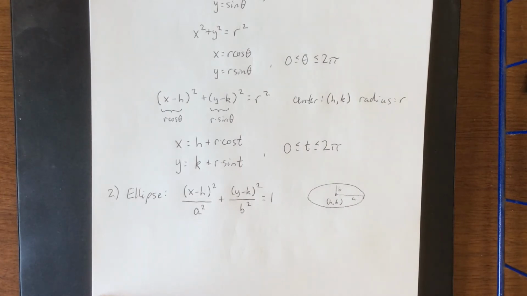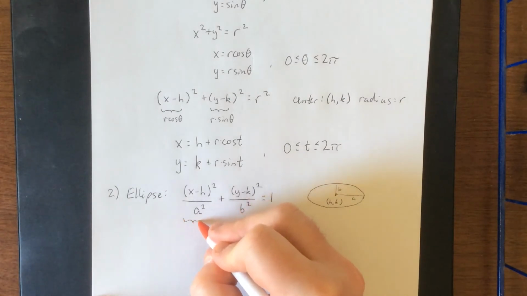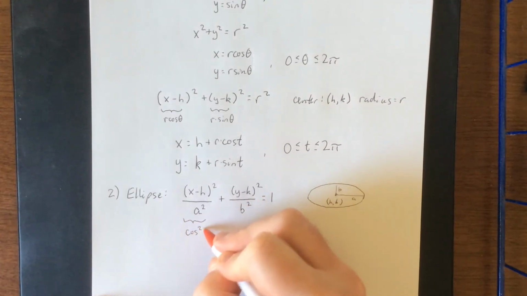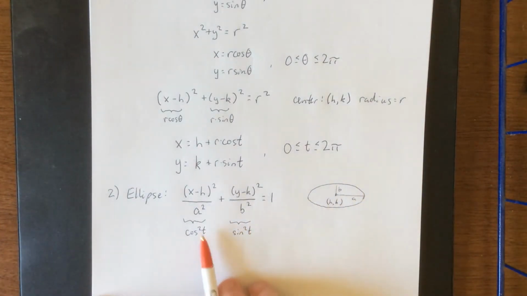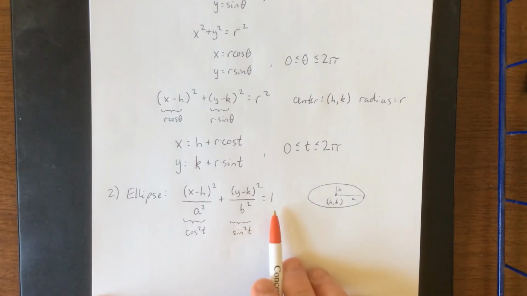So the idea is we're going to go straight back to the Pythagorean identity one more time. We're going to say that this whole thing is going to take on the role of the cosine squared of t, and this whole thing is going to take on the role of the sine squared of t. That way the cosine squared of t plus the sine squared of t is equal to 1.